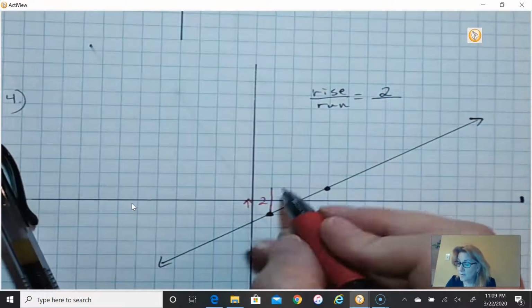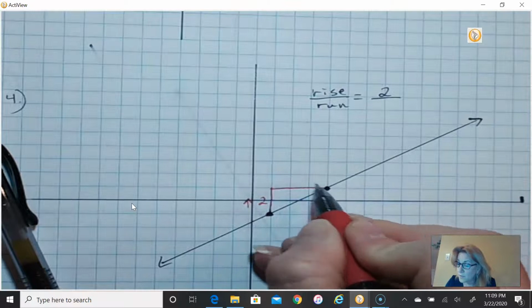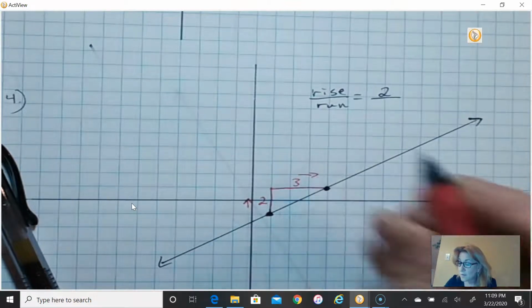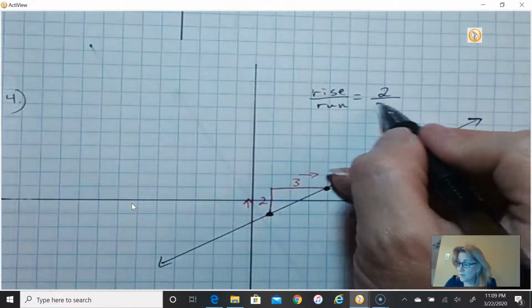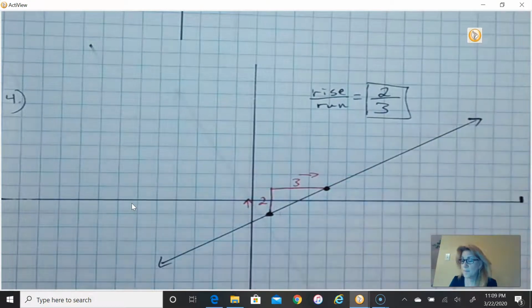And that's positive, I'm going to go 1, 2, 3 this way. That's also positive. There's my slope. There's your slope.